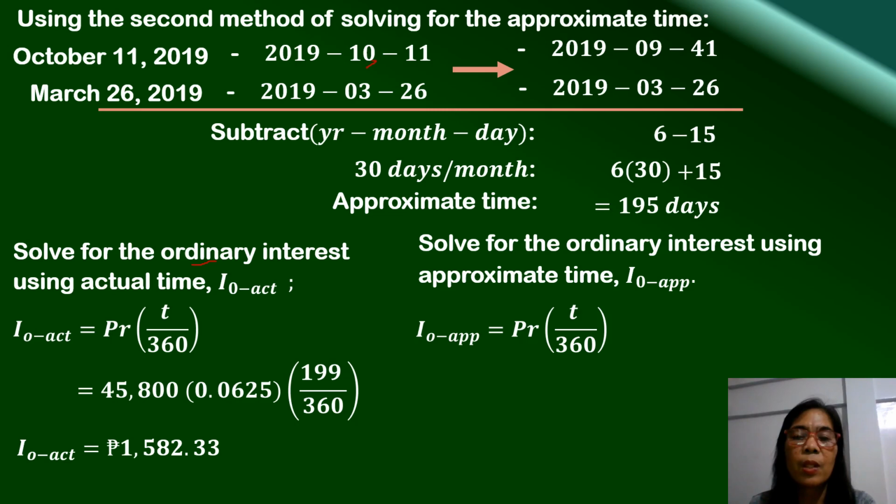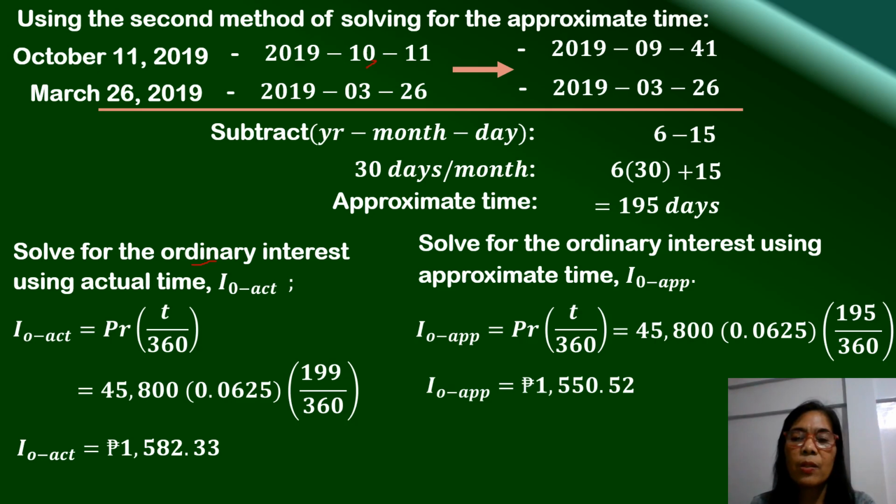Solving for the ordinary interest using the approximate time, we have the formula, ordinary interest using approximate time is equal to the principal amount times the rate of interest times the approximate time divided by 360. Substituting now the formula, we have 45,800 times 0.0625. The approximate number of days is 195 divided by 360, and so the answer is 1,550 and 52 centavos.